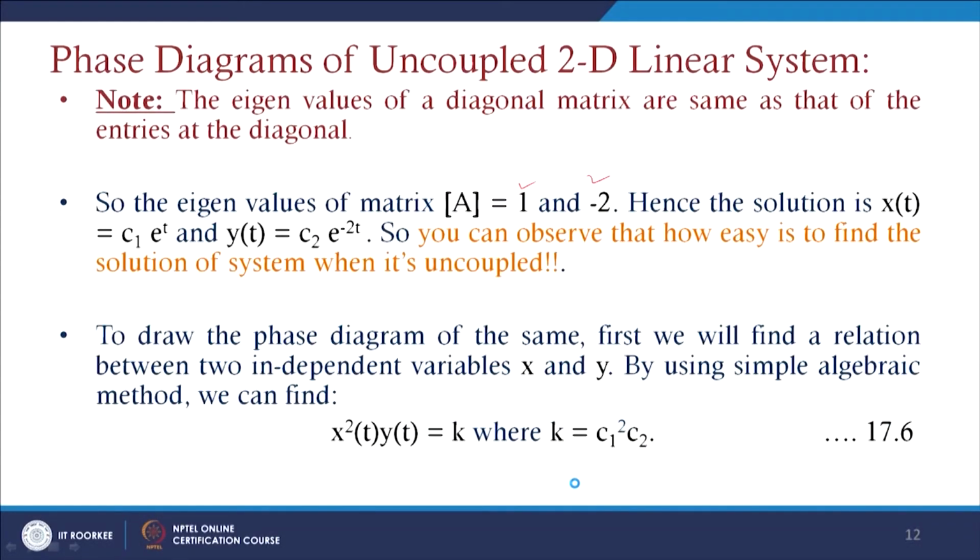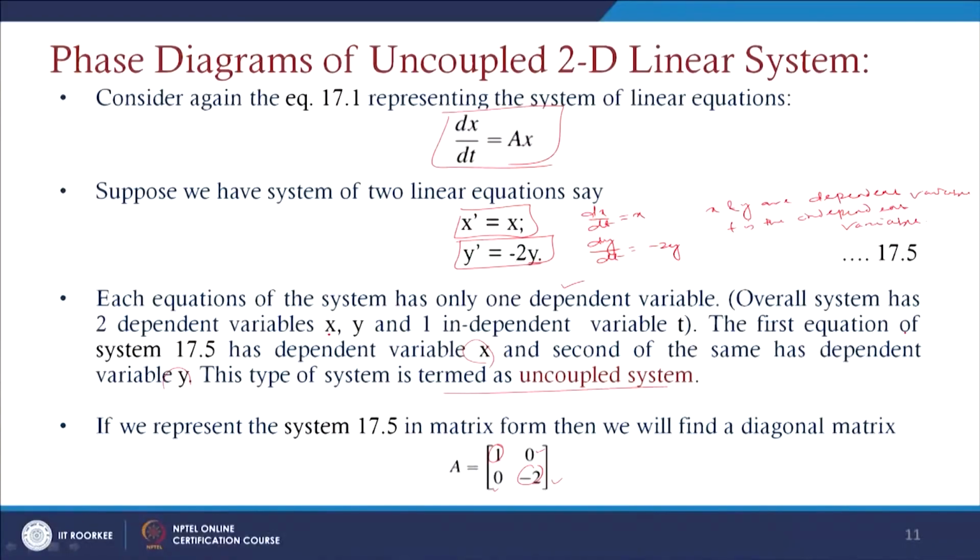And if you just write the solutions, x of t is nothing but c1 e to the power t, and y of t equals c2 e to the power minus 2t. You can observe that it is very easy to get the solutions when the system is uncoupled. If you directly find the solution, dx by dt equals x, so dx by x can be written as dt. Just integrate this and you obtain the same solution.